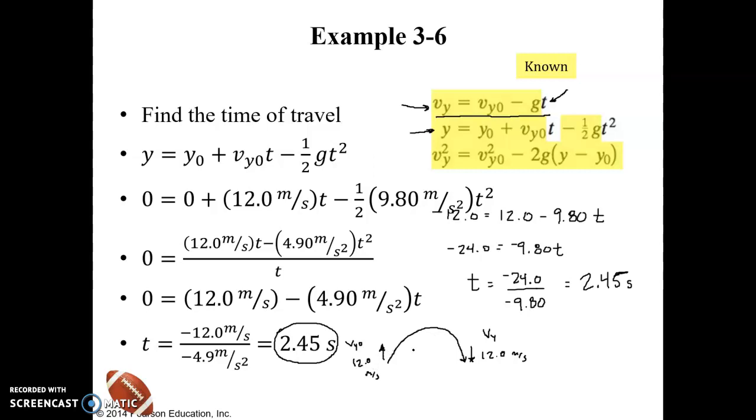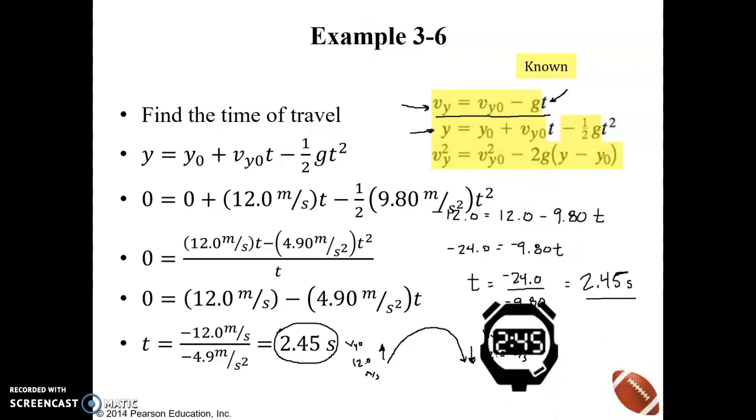Okay, and that's not explicitly stated, but can be surmised. It can be intuited, and in our case, proven to be the case because we got the same exact answer. So 2.45 seconds is the amount of time the ball spends in the air. Here it goes through the air, 2.45.